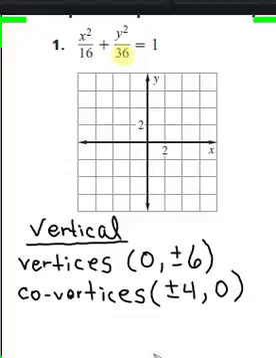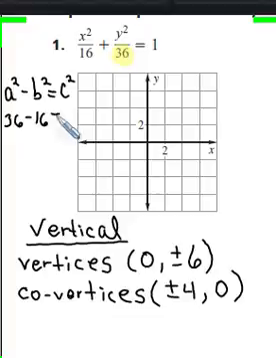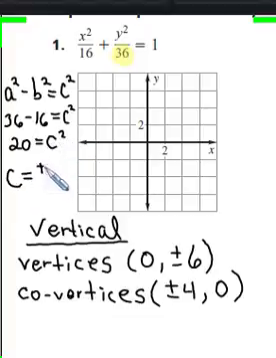In order to get the foci, I need to know what c is. So I'm going to use a squared minus b squared is equal to c squared. So 36 take away 16 is equal to c squared. So 20 is equal to c squared. So I know that c is going to be plus and minus the square root of 20. So that'll be 2 square root of 5.